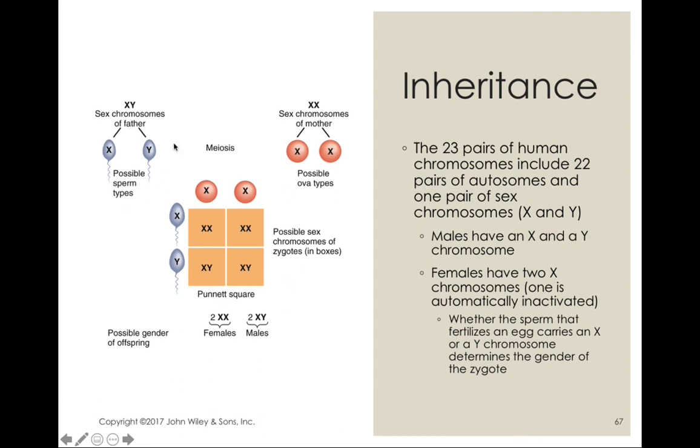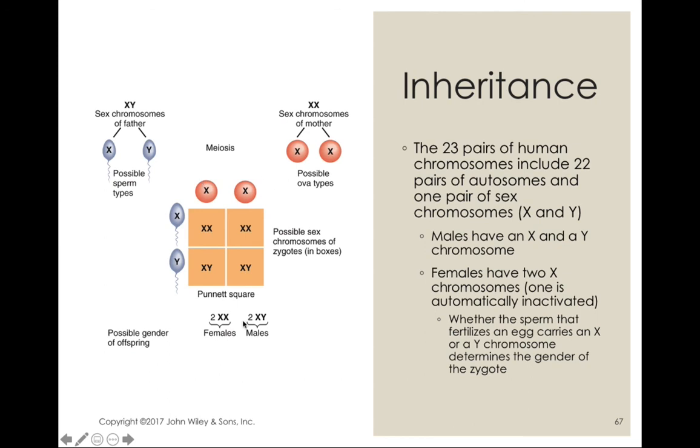You can see here that we're going to have one sperm cell with an X chromosome and one sperm cell with a Y chromosome. And over here we're going to have two different eggs that both have the X chromosome that came from the mother's double X. Here you can see we have XX and XY. And this Y sperm cell has equal likelihood of fertilizing either this egg or this egg.